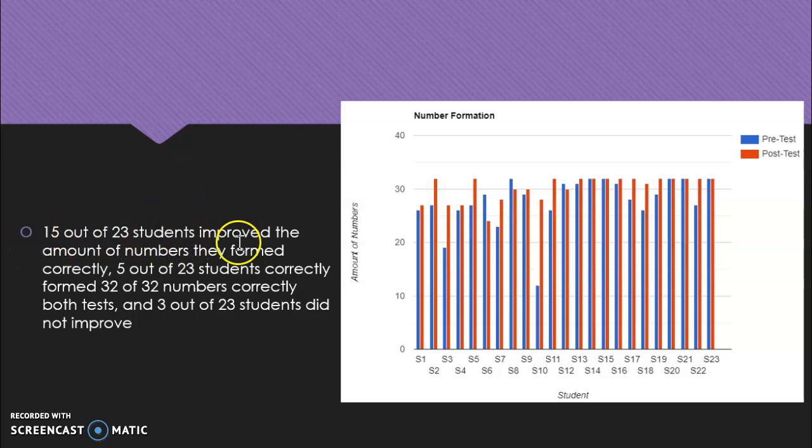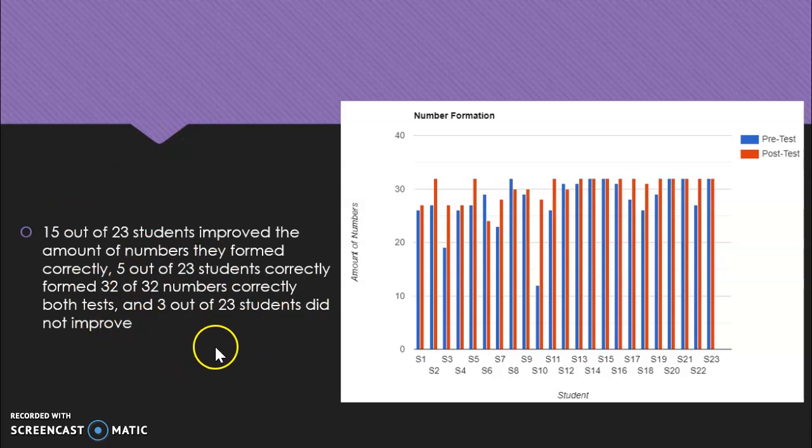15 out of the 23 students improved the amount of numbers they formed correctly. 5 of the 23 students correctly formed 32 of the 32 numbers on both tests. So 5 of the students formed all of the numbers correctly the first time and the last time. So they didn't improve, but they didn't have room to improve. And then 3 of the 23 students did not improve that score.